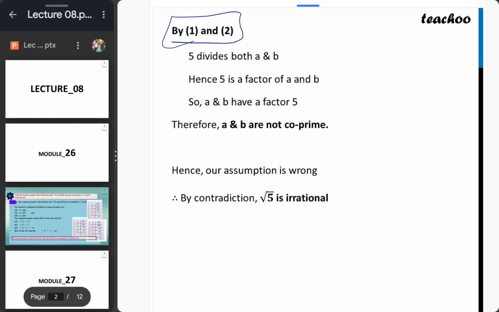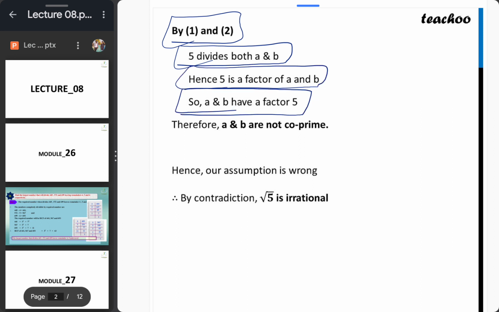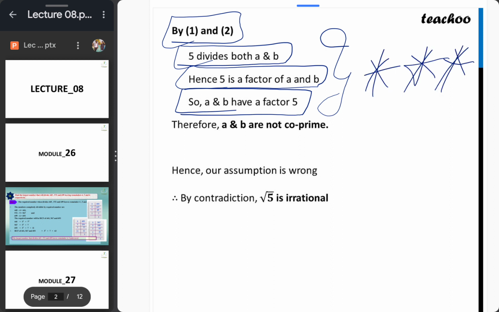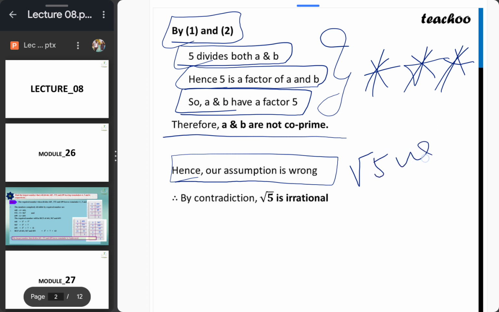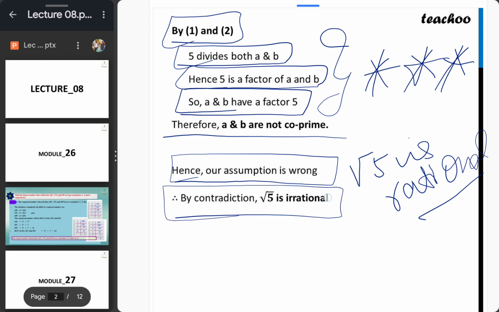By equations 1 and 2, 5 divides both a and b. Hence 5 is a factor of a and b. These 3 points are very important, put a star mark and take them down in your notes. Therefore a and b are not co-prime. Hence our assumption that root 5 is rational is wrong. So by contradiction, root 5 is irrational. Hence it is proved.